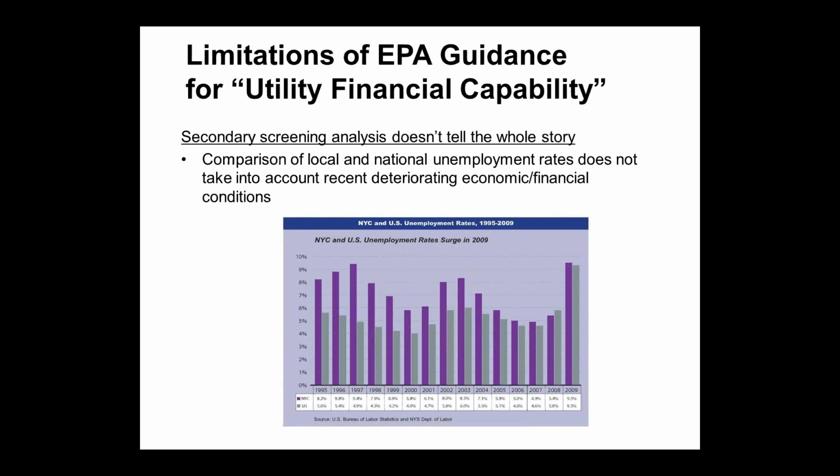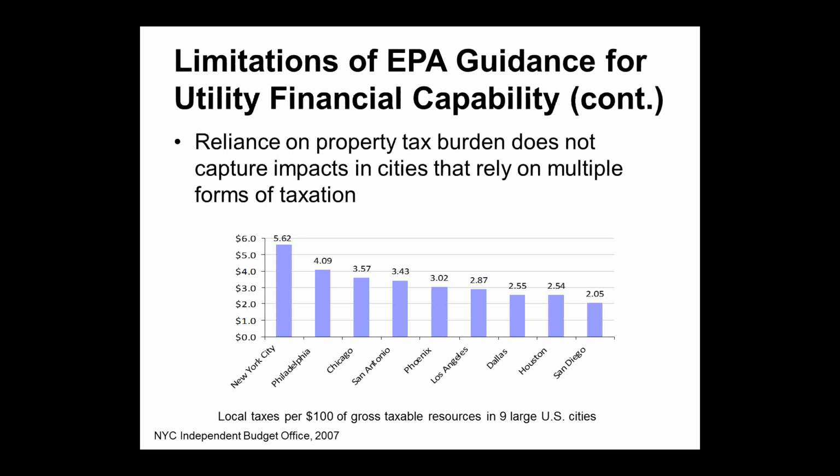And there are also important limitations on the EPA's utility financial capability. One of them is looking at local unemployment relative to the national rate. And this is a graph for New York, and we don't have time to go into it in detail. But when the national rate gets high, close to 9–10%, even a municipality that has high unemployment itself doesn't differ significantly from the federal rate. It makes it appear misleadingly that higher rates may be affordable.